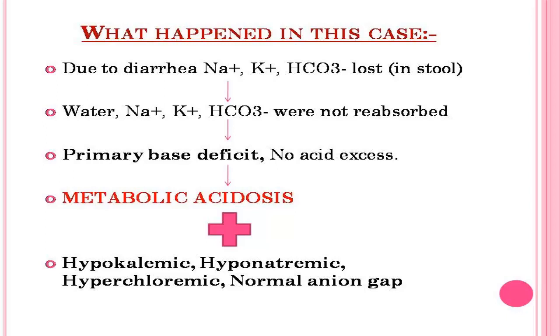Now another thing you can find here, that is hyperchloremia. The chloride level is high. Why so? Because there is a huge loss of negative ion, that is bicarbonate, through the stool. So to compensate for that, the body will try to retain chloride ions. This leads to hyperchloremia. So the case is here hypokalemia, hyponatremia and hyperchloremia with metabolic acidosis. And another thing, the anion gap is also normal. So it is a case of hypokalemic, hyponatremic, hyperchloremic, normal anion gap metabolic acidosis.